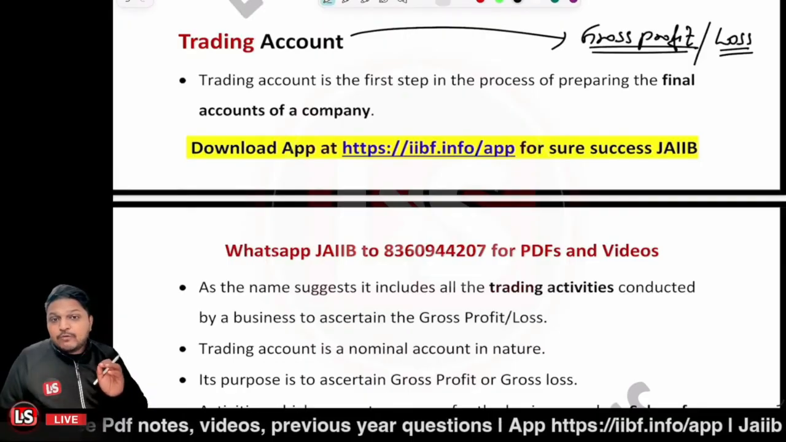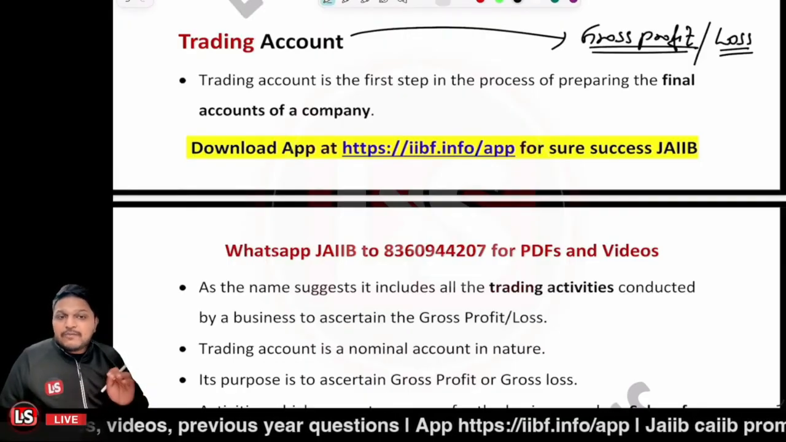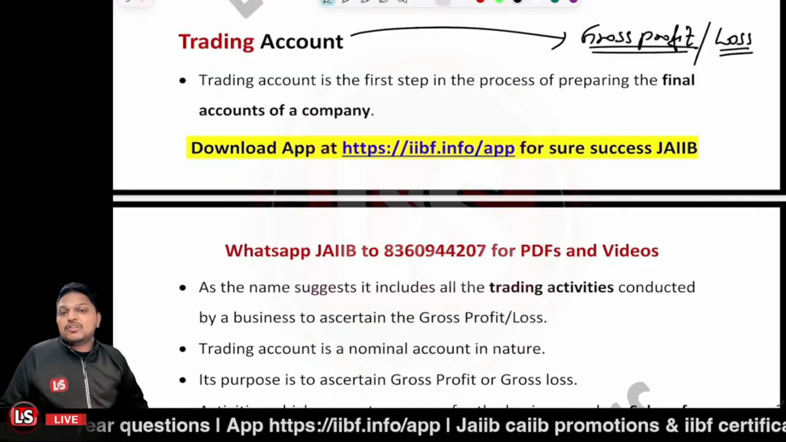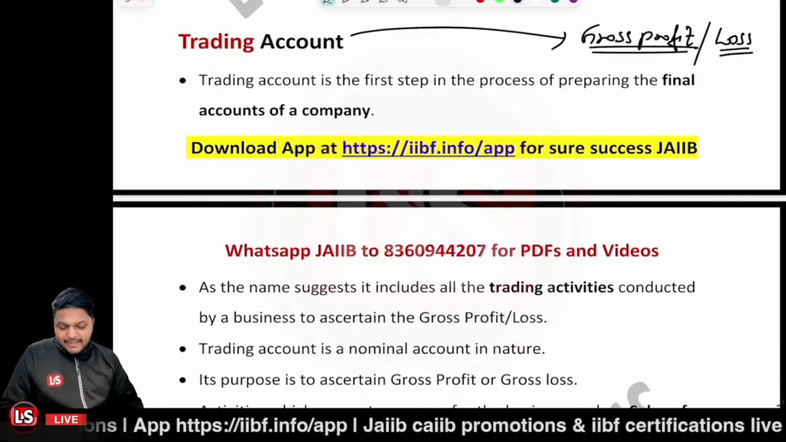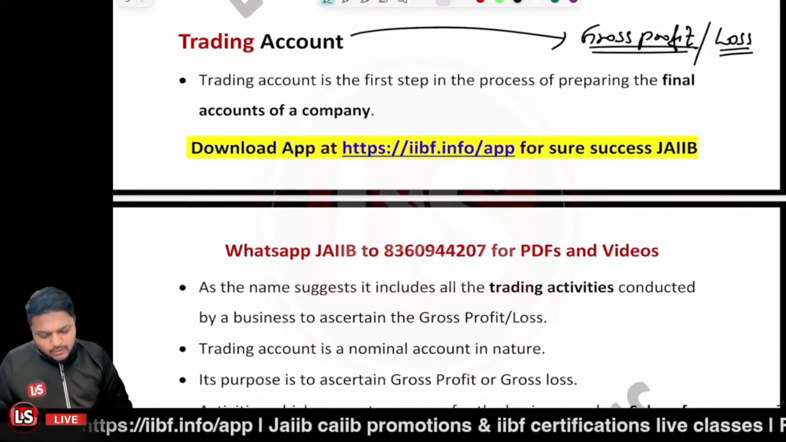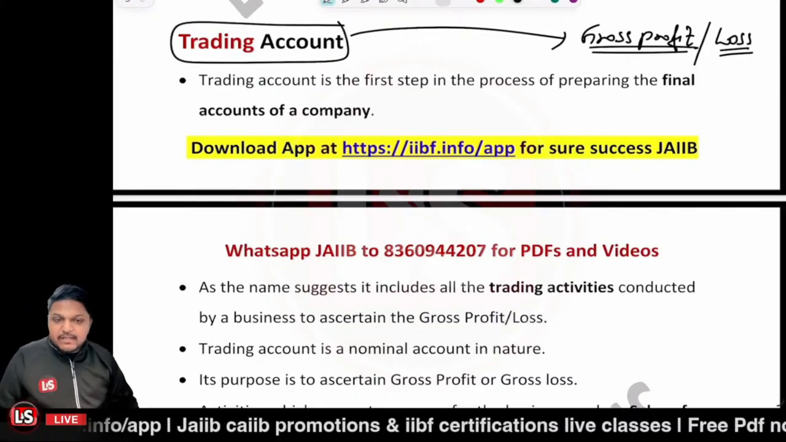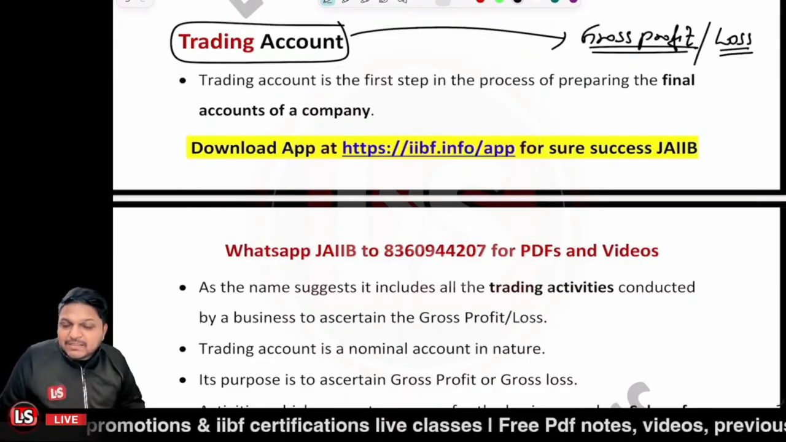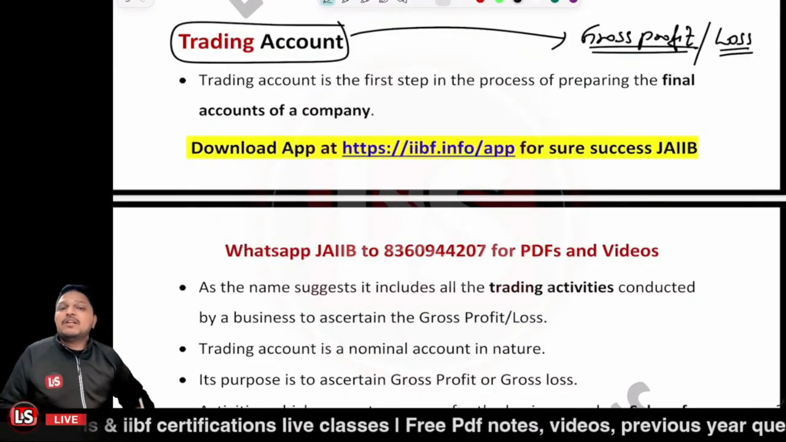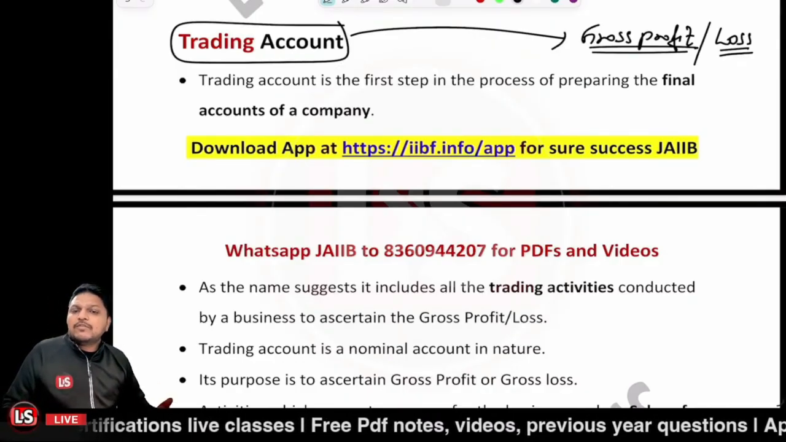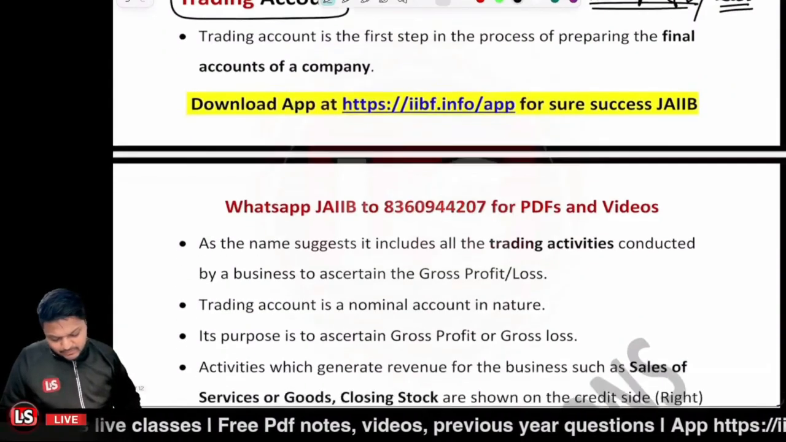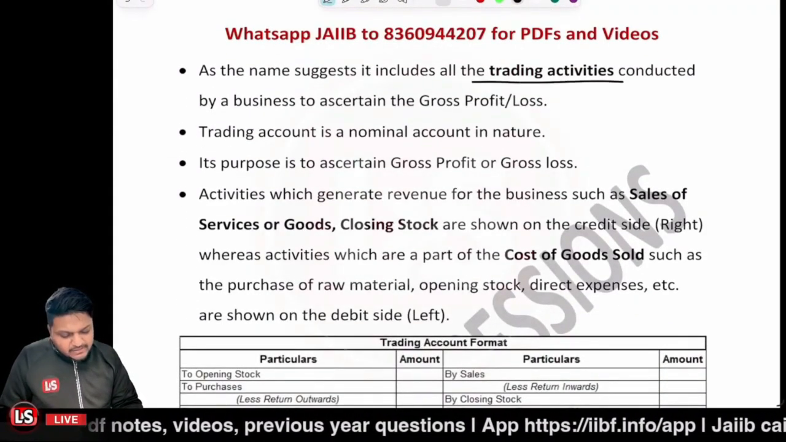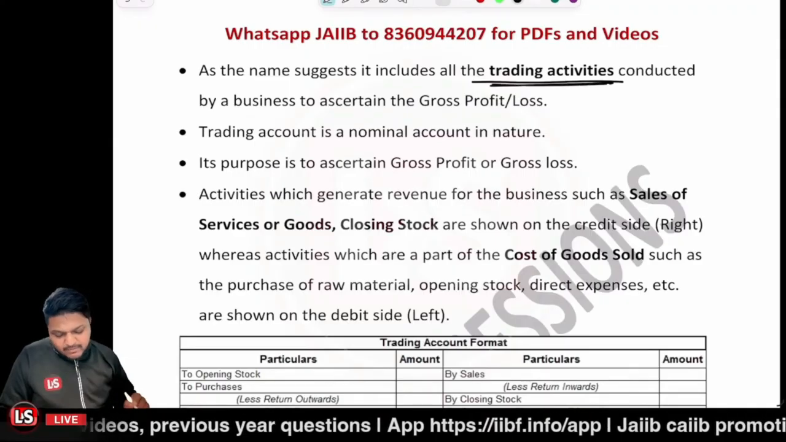And this is related to the first stage of the final accounts. After that, we are going to follow the profit and loss account and balance sheet, right? So the first stage is the trading account, and we ascertain the gross profit or gross loss out of it. So it is going to ascertain the gross result of the business operation. What is the gross result of the business operation? We are going to cover that. It includes all the trading activities covered by the business.